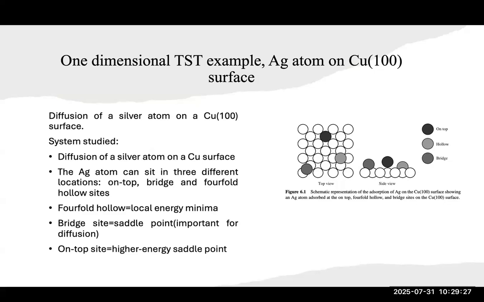Usually the four-fold hollow site is the local energy minimum, the bridge site is the first saddle point, and the on top site is the second saddle point, or higher energy saddle point, as it is called. So is it clear to everyone what a saddle point is? No? So a saddle point is like a point where the actually.